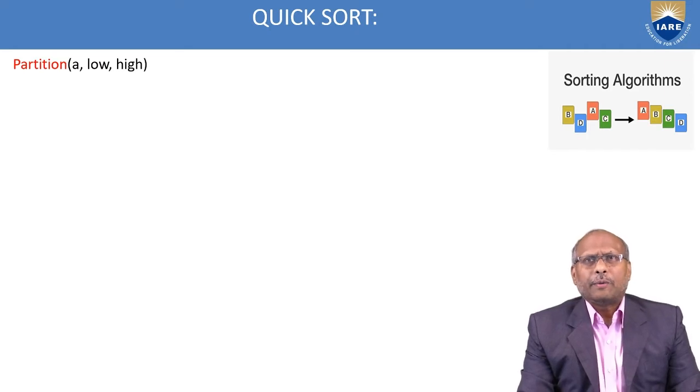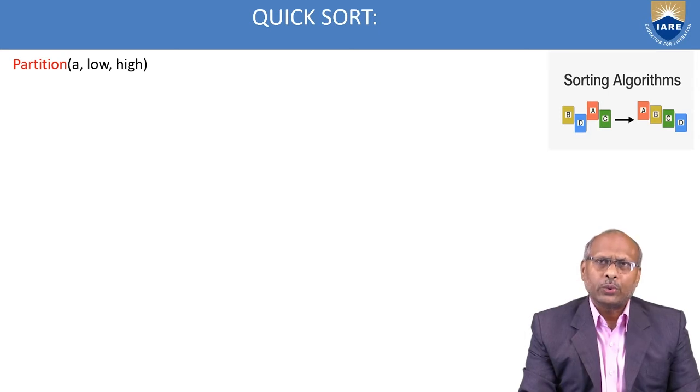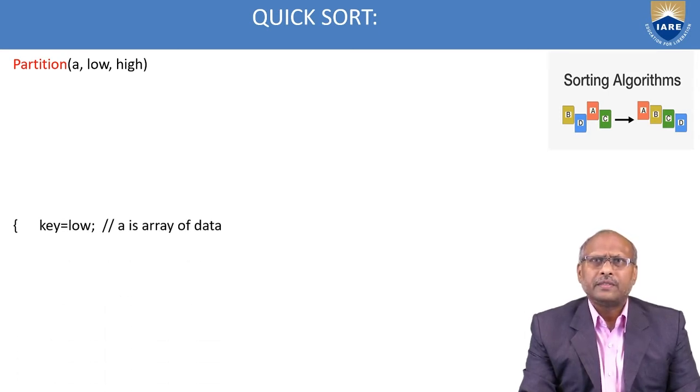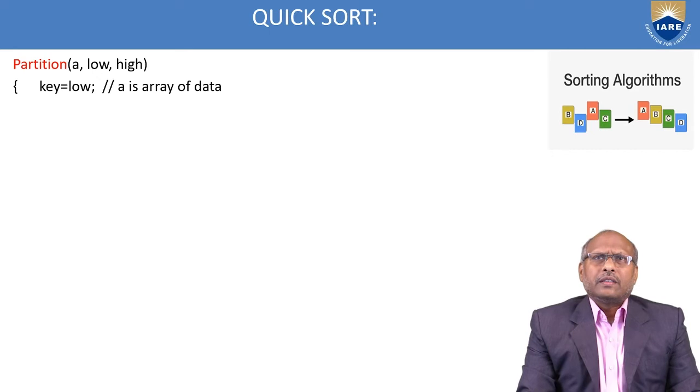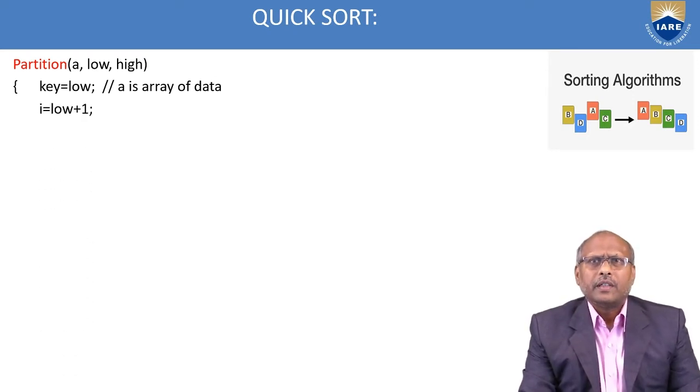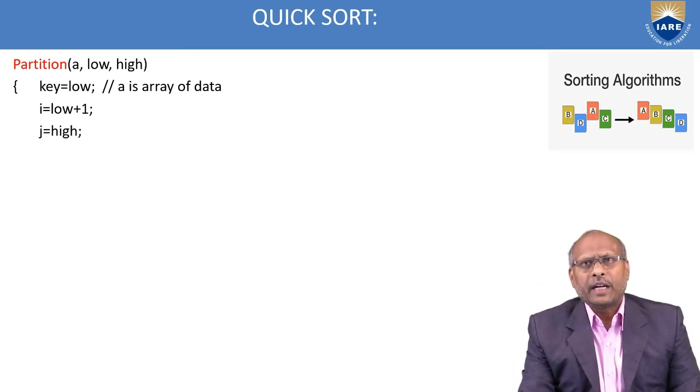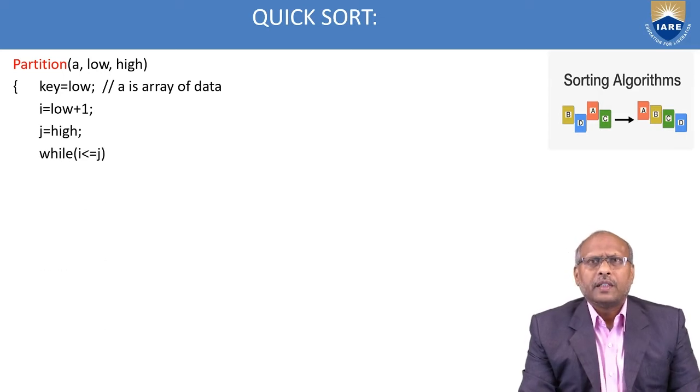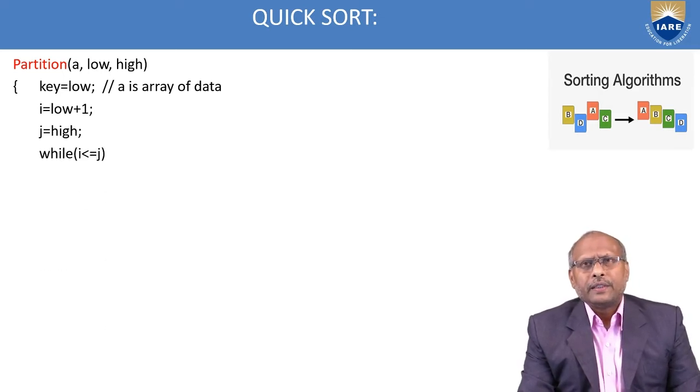In partition, you are passing the array A and then your low and high are the two indexes. The low is the lower index that will be assigned as the pivot element's key, and take i equal to low + 1, j equal to high because it will go up to the end of the array, and check the loop. The loop will keep on running until i is less than j.